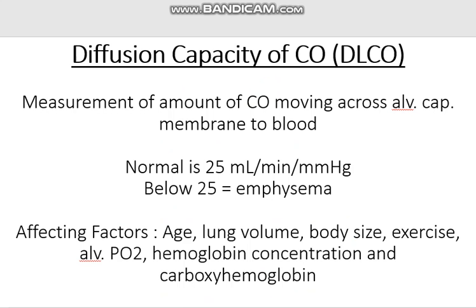The diffusion capacity of carbon monoxide, also known as DLCO, is the measurement of the amount of carbon monoxide moving across the alveolar capillary membrane to the blood. The normal rate is 25 ml per minute per mmHg. And below 25 equals emphysema. Affecting factors include the patient's age, lung volume, body size, exercise, alveolar PO2, hemoglobin concentration and carboxyhemoglobin.